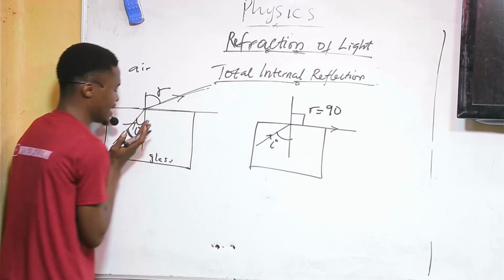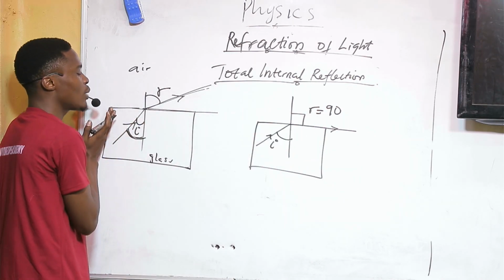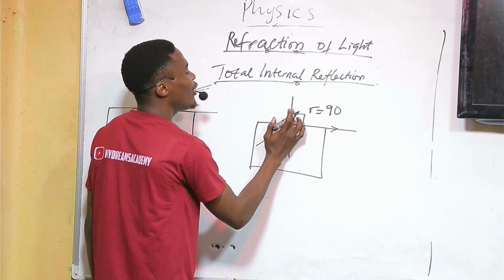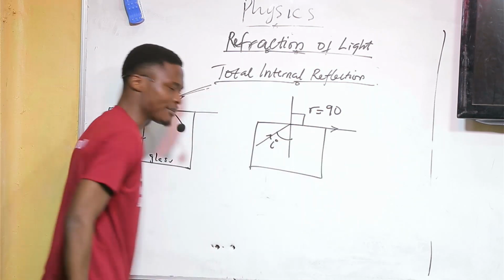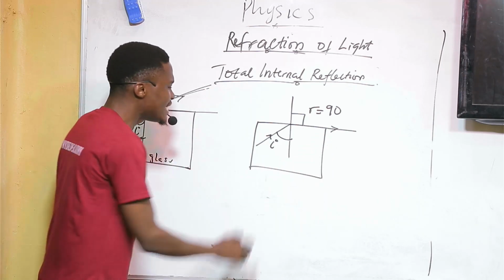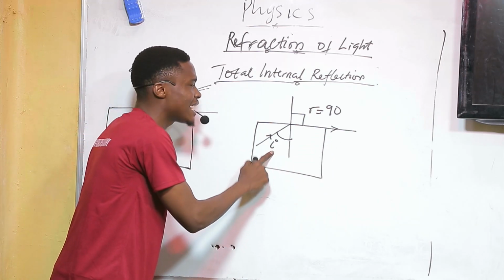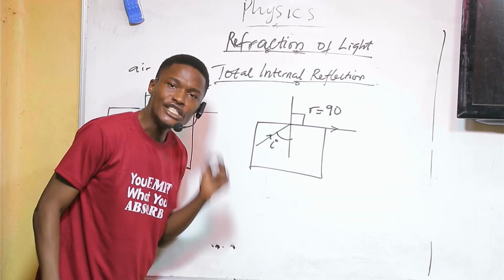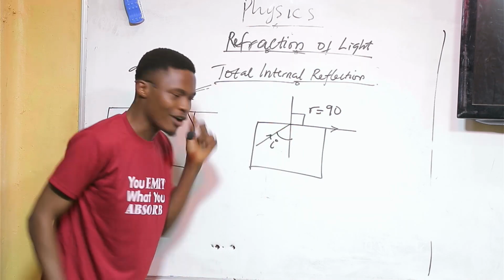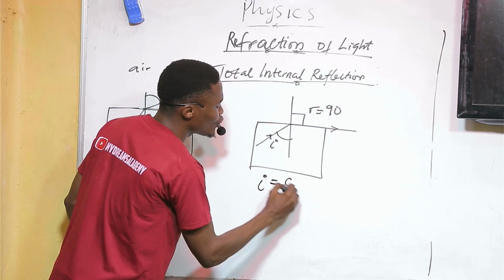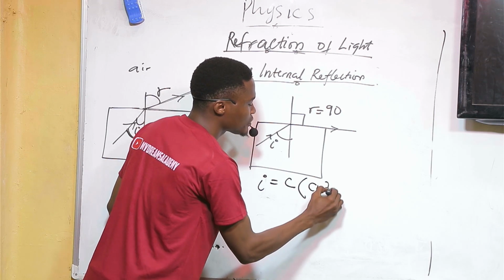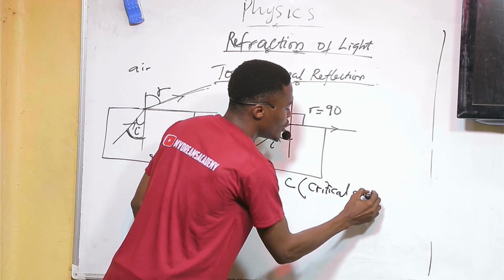How did it become 90? I was increasing the angle of incidence gradually. As I was increasing, it came to a point where the angle of refraction is equal to 90. Now, if that happens, the angle of incidence that gave us that angle of refraction of 90 is called the critical angle. It's called what? Critical angle. So i becomes equal to C at this point, and C is the critical angle.